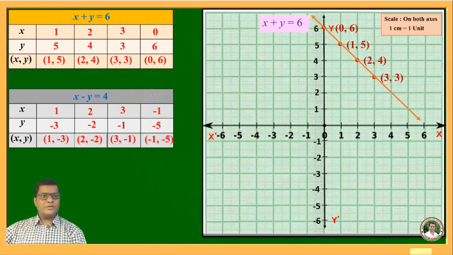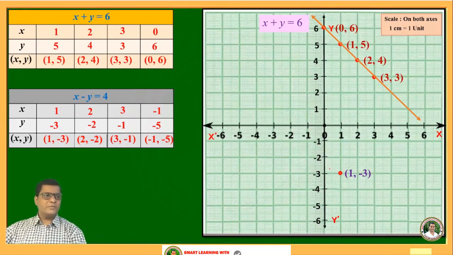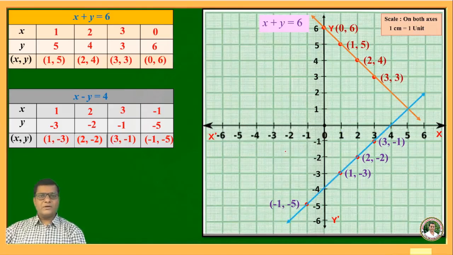Same way, plot the points of the equation x minus y is equal to 4. The first point is 1, minus 3. That point will be here. The second point is 2, minus 2. In this way you can plot 3, minus 1 and minus 1, minus 5. And from these points, draw a line. This is the graph of x minus y is equal to 4.